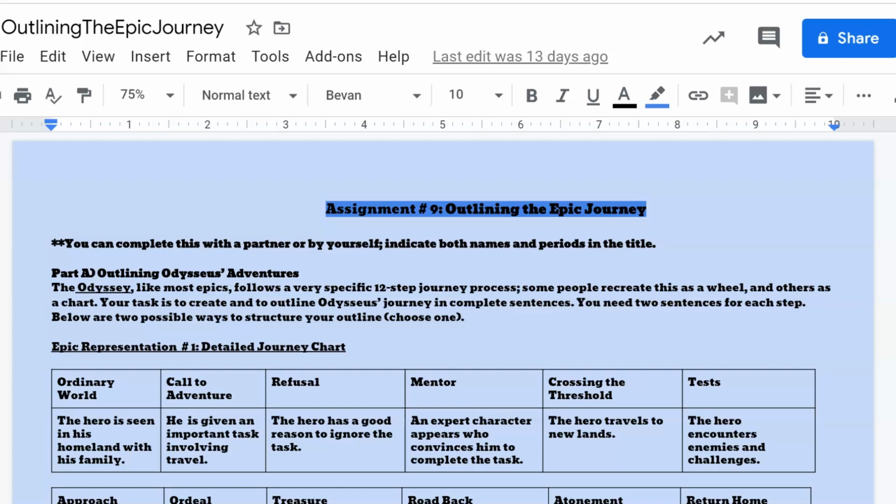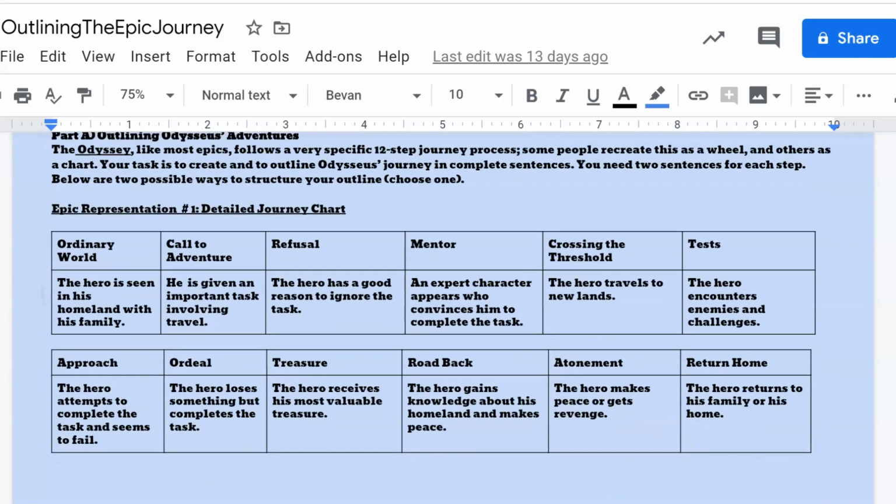So for part A, you are going to outline Odysseus's adventures. So like most epics that you watch or read, the Odyssey follows a very specific process. It's called a 12-step journey. Some people turn it into a wheel. So if you've heard of the journey wheel, it's the exact same thing. But I turned it into a chart. So if you look at the chart, it looks like that.